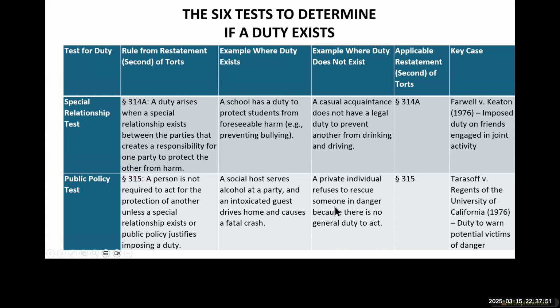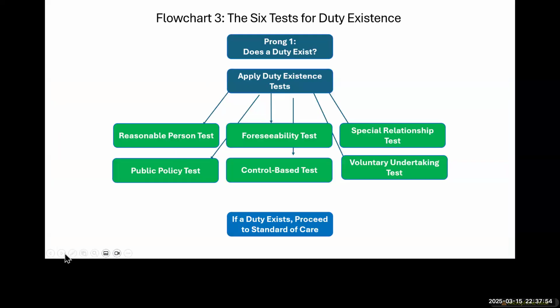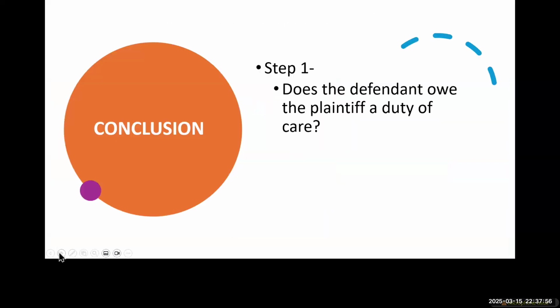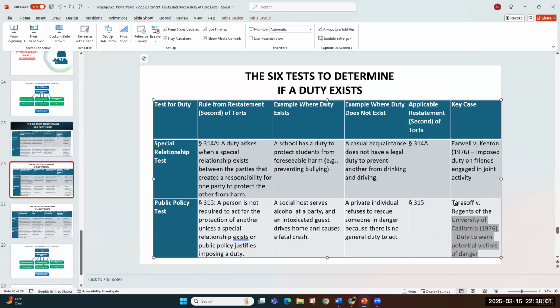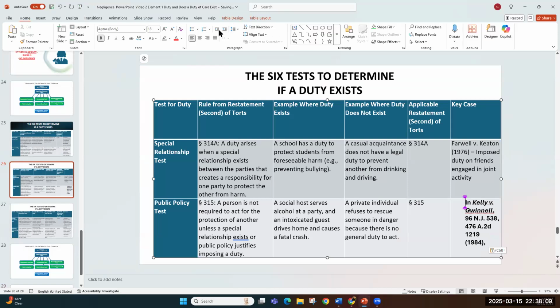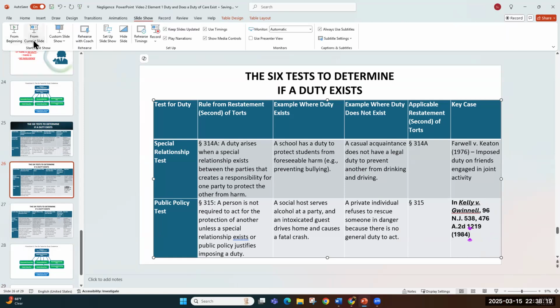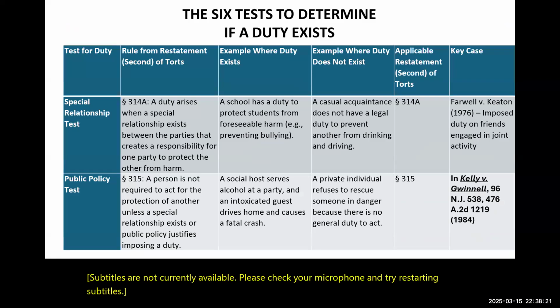And so actually, let's go ahead. We're going to put Kelly v. Gwinnell right there, because that is really a very good case to talk about public policy. Okay, nice. All right. Social host and dram shop.